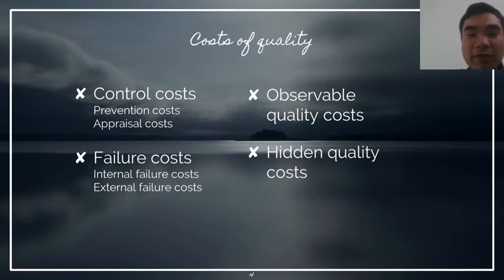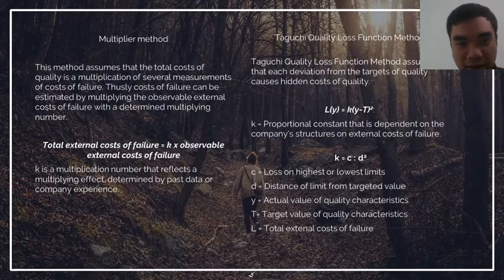Next, we have observable quality costs and hidden quality costs. Observable quality costs are those costs which are observable and reportable in a financial report, which includes the cost of guaranteeing products to consumers. Hidden quality costs, however, are not observable and not reportable in a financial report. An example of hidden quality costs is the loss in income suffered when a consumer stops buying our products because he is disappointed in them. Next, we have methods with which to measure cost of quality.